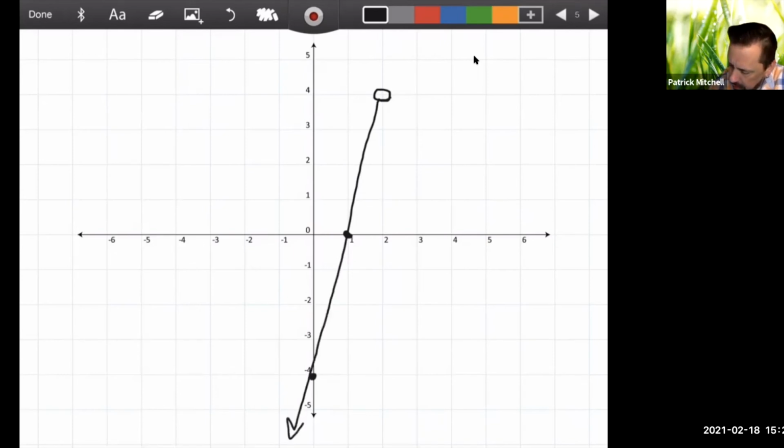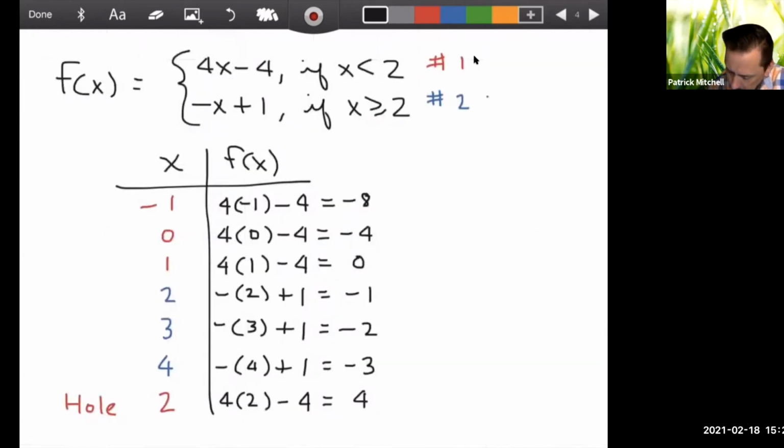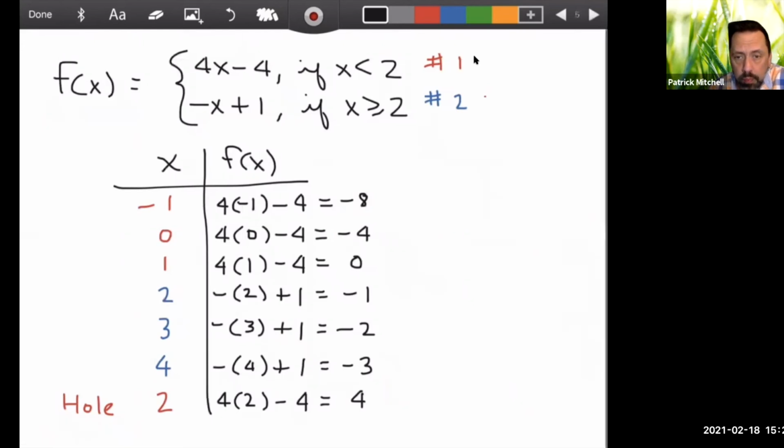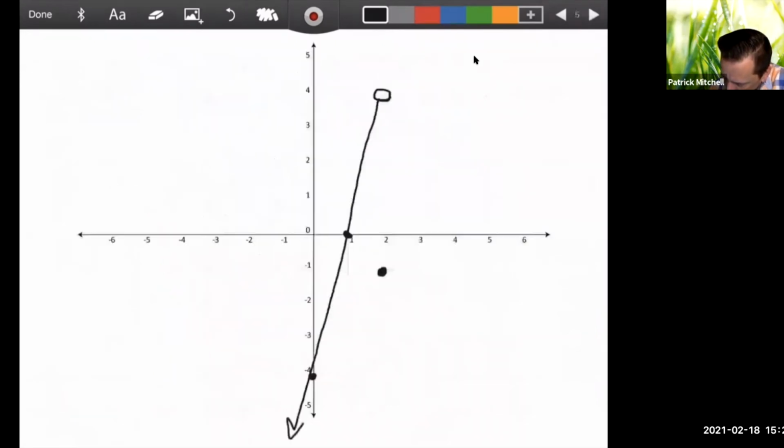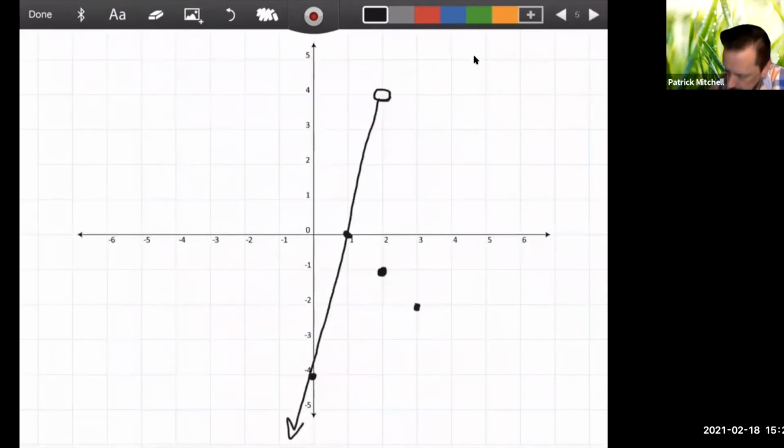Okay, rule 2, now I need to go back and look. Starts at 2, -1. And then continues down, to 3, -2. There it is. 4, -3. Okay, so this part of the graph is going to go down like this. All right, so hopefully that looks like what you got.